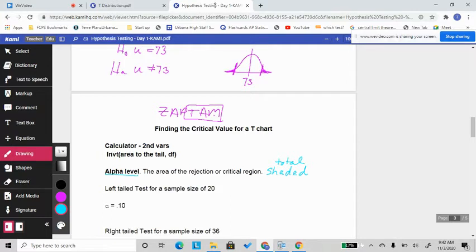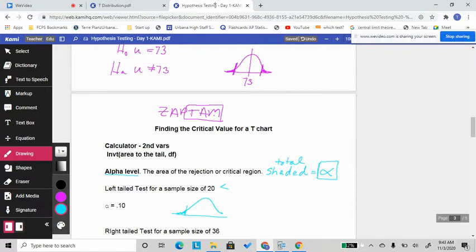Okay, and it's this symbol here, and that is a Greek symbol, alpha. And it's right here too, when typed. So we're going to do a left tail test for a sample size 20. So this is step 3. We've already determined that it's a left tail, so that means it's a less than test.